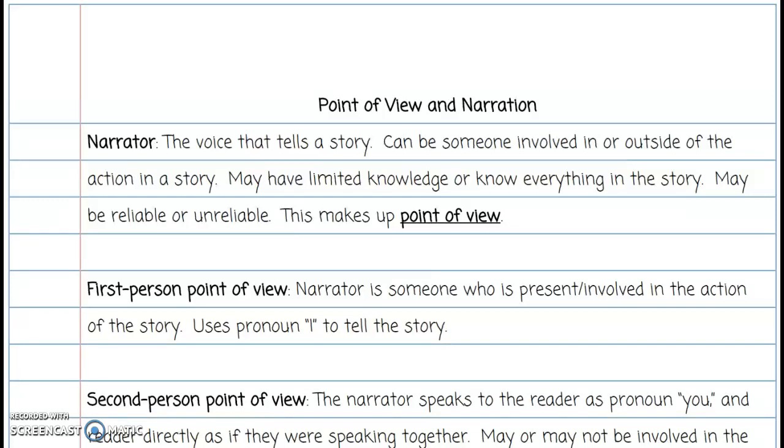In this video, we are going to go over the point of view and narration notes. The first vocabulary term that you're going to record is narrator.